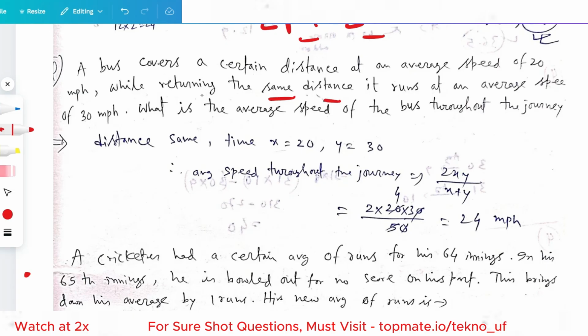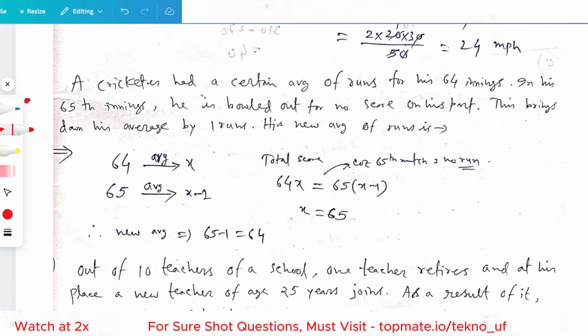The speed is different, but the distance is the same. So the formula to calculate the average speed of the journey is 2xy divided by x plus y, where x is the first speed and y is the second speed. Just implement this formula: 2 into 20 into 30 divided by 50, that becomes 24. I hope you understood. Let me go to the next problem.